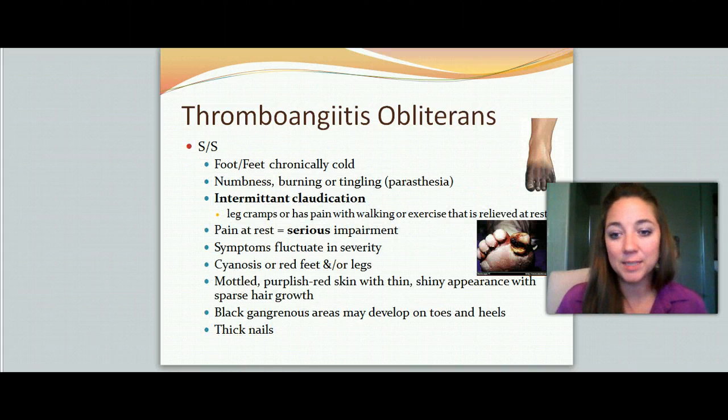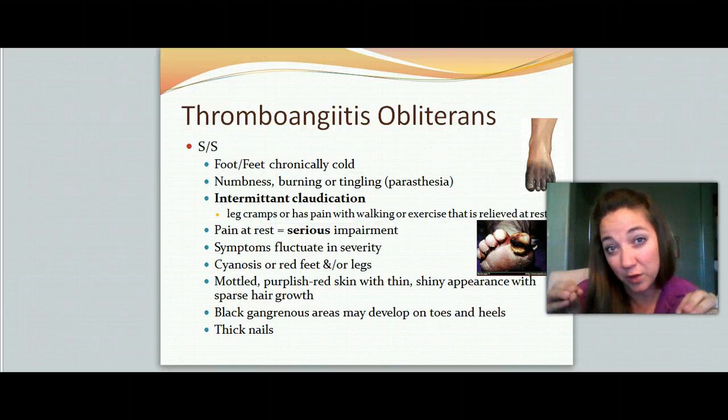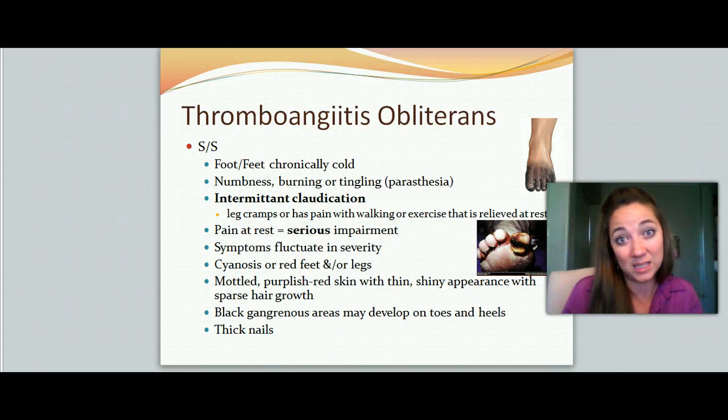The signs and symptoms: their feet are going to feel chronically cold just because of the lack of oxygenation and blood flow to the areas. They'll have numbness, burning, tingling. Whenever we use those terms, we're talking about something called paresthesia. And I go like this every time I talk about paresthesia because it's numbness, tingling in your outermost extremities, okay? Your distalmost extremities. So like the tips of your fingers, tips of your toes, and then it spreads back. Okay, it spreads more proximal as the disease gets worse.